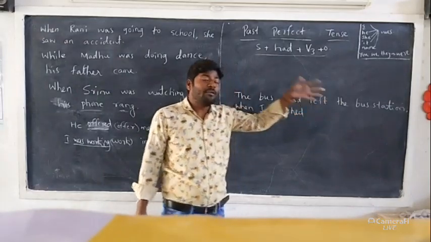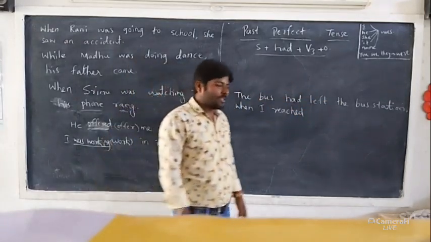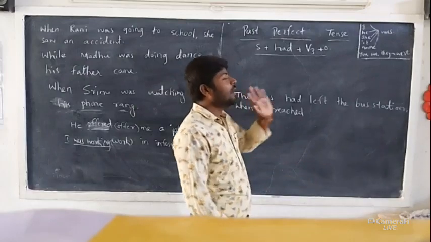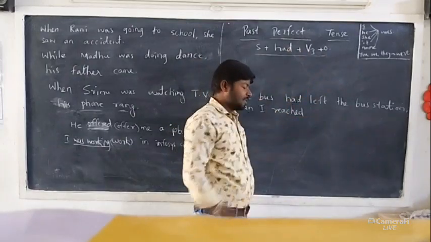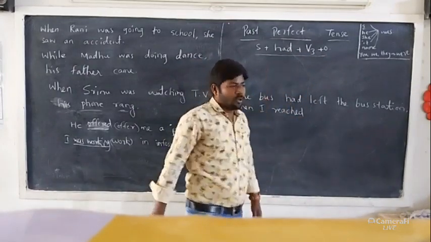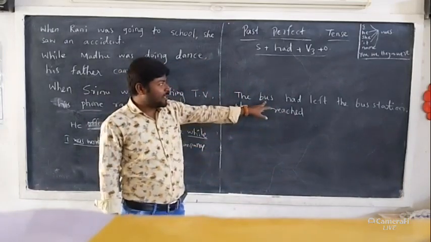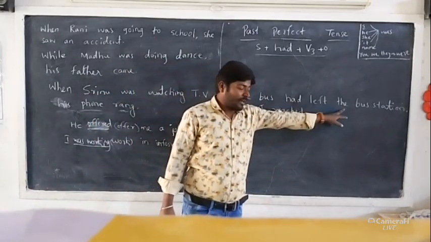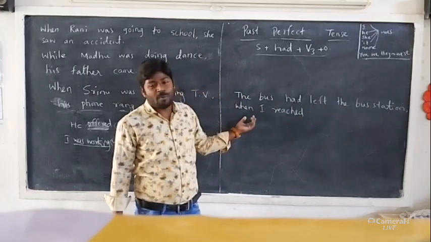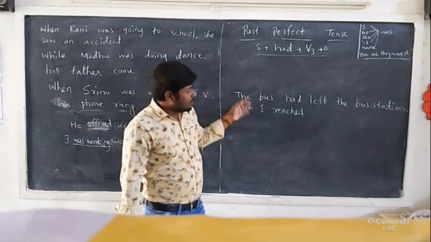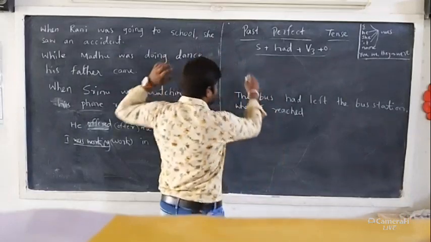So how can you identify? I reached the bus station. I did not find the bus. I asked somebody, and he said, "Hey, the bus had left the bus station. The bus had left." So the first action should be in past perfect tense. The second action should be in the simple past tense. So we write one definition.